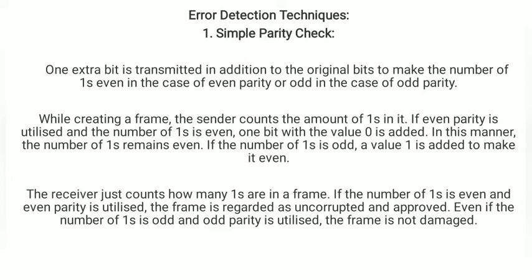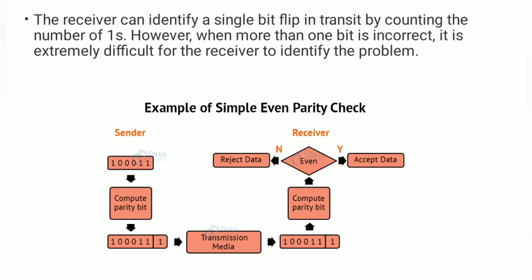Here, as shown in the given figure, the receiver can identify a single bit flip in transit by counting the number of ones. However, when more than one bit is incorrect, it is extremely difficult for the receiver to identify the problem.